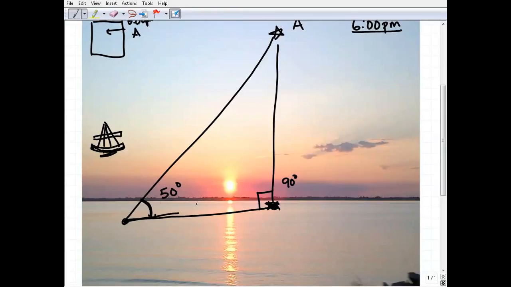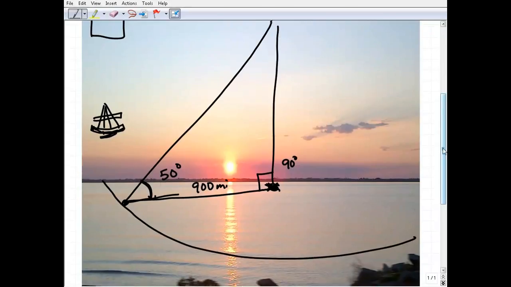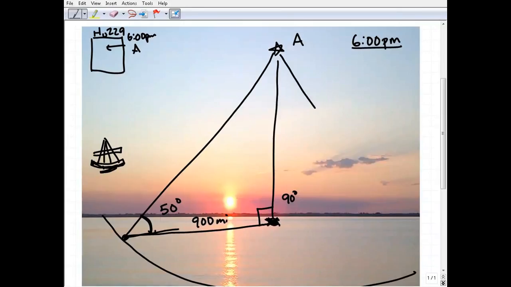So let's just make a number up. Let's say in order to see star A at 50 degrees at 6 p.m. at night, you have to be 900 miles away to be able to see that observation. Well, I could be 900 miles here, or I could be 900 miles anywhere along a big circle, right? I could see that same observation over here. I could be over here at 6 p.m. and still see that at 50 degrees.